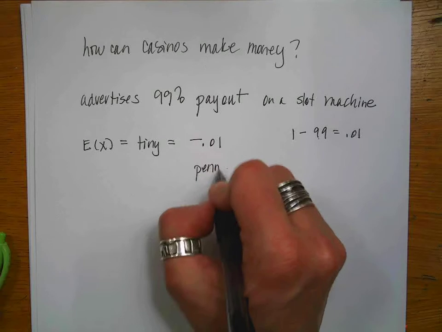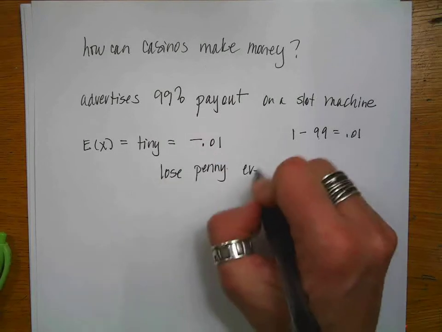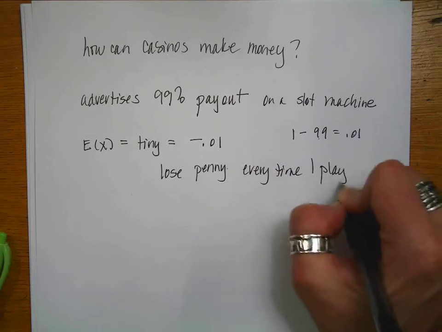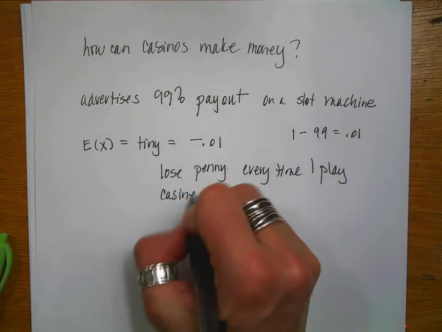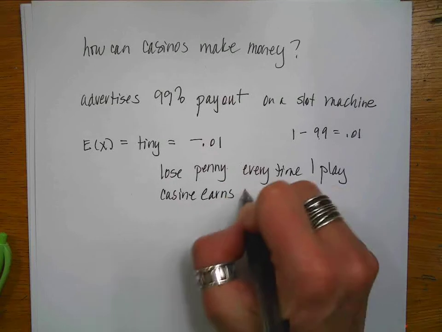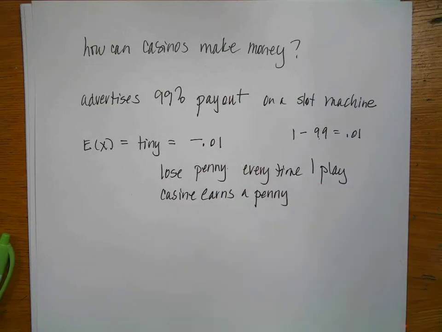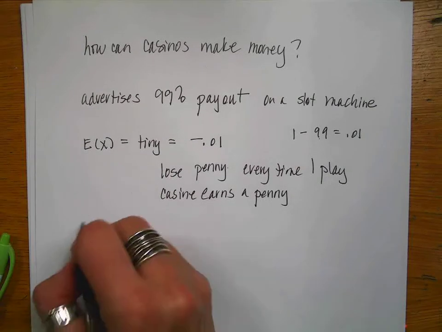So that means that I'm going to lose a penny, right? That's how we write a penny. So I'm going to lose a penny every time I play. But if I lose a penny, that means that the casino earns a penny every time I play, right? And so you have to think about this.